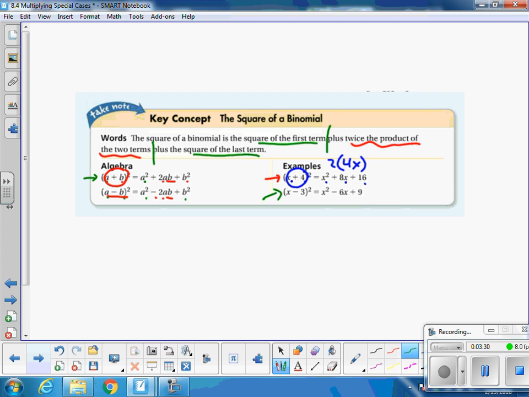Let's look at another example. I'm going to square the first term, so x squared. I'm going to square the last term, which is negative 3. So it's squaring that negative 3, which is going to be 9. And then I'm going to find the product of these two together, so it's negative 3x, and I'm going to double it. So 2 times negative 3x is negative 6x. So I'm squaring my first term, I'm squaring my second term, and for the middle, I am doing twice the product of those two terms.